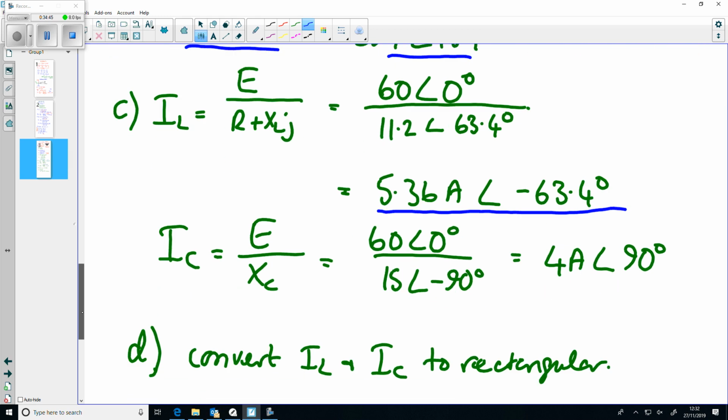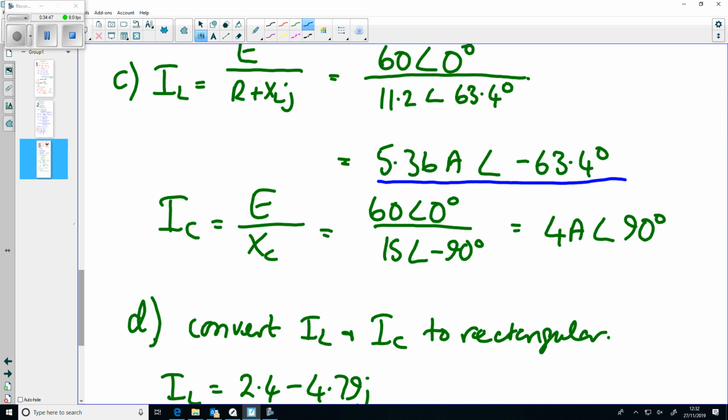Then calculate the capacitive current. Again, the supply voltage divided by XC. XC is 15 ohms, angle minus 90 degrees for a capacitor. Divide that into the voltage, we get 4 amps, angle 90.